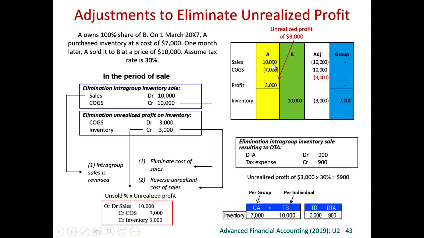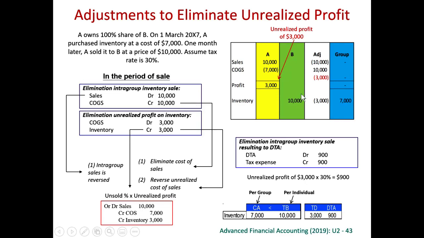So I debit sales. From the viewpoint of A, this is a sales. From the viewpoint of B, this is a purchase. So we have to credit purchase as well. Ultimately, because cost of sales equals opening inventory plus purchase minus closing inventory, if we credit purchase, strictly speaking, we are crediting cost of goods sold. So we debit sales and we credit cost of goods sold.